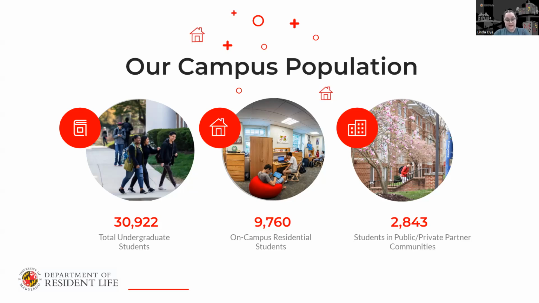The Department of Resident Life provides housing options for students during their undergraduate experience. First and second year students who meet the priority housing deadlines are guaranteed a space in on-campus housing. So I see that, as per the poll, most of you do have students going into their second year. Next slide, please.